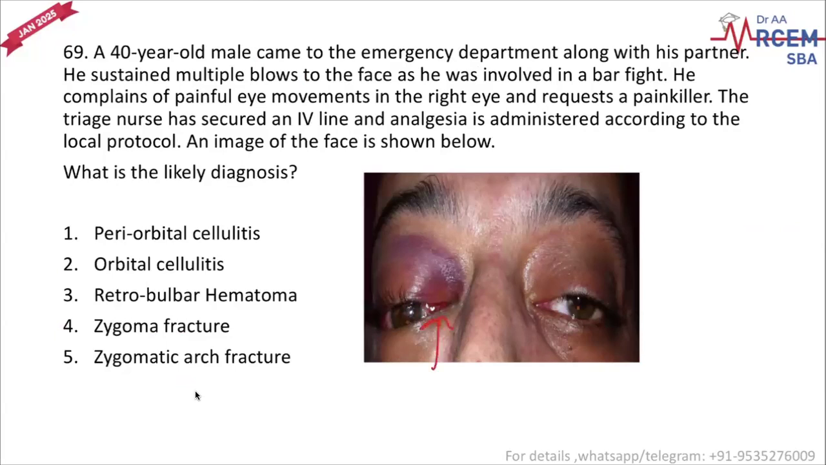Most likely cause of painful eye movements. There is a proptosis which is present. A punch has happened. There is a bruising of the eye. So what are we thinking of? Retrobulbar hematoma. So the right diagnosis here is retrobulbar hematoma.